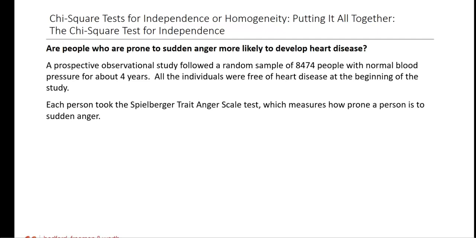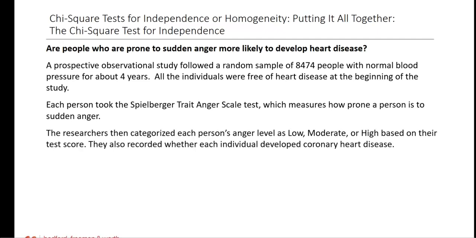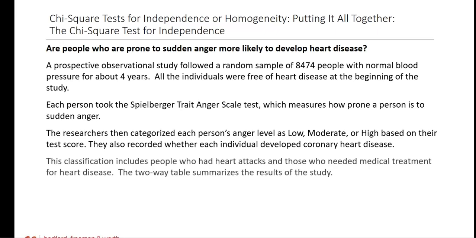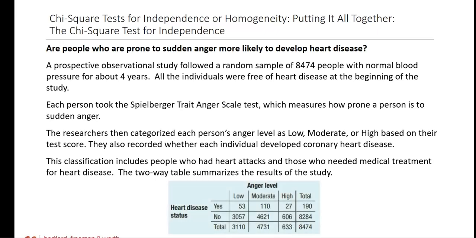Each person took the Spielberger Trait Anger Scale test, which measures how prone a person is to sudden anger. Then they categorized each person's anger as low, moderate, or high based on their test score. They also recorded whether or not they developed coronary heart disease. This classification includes people who had heart attacks and those who needed medical treatment for heart disease. The two-way table summarizes the results of the study.